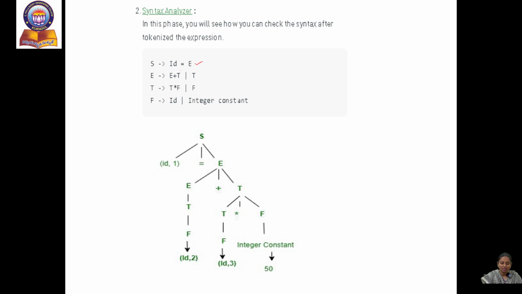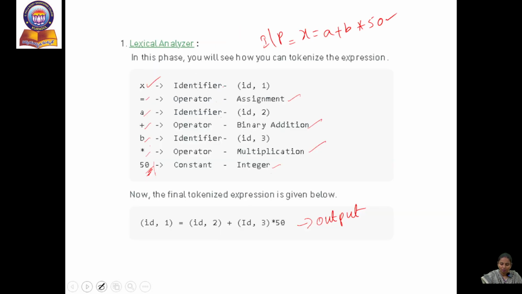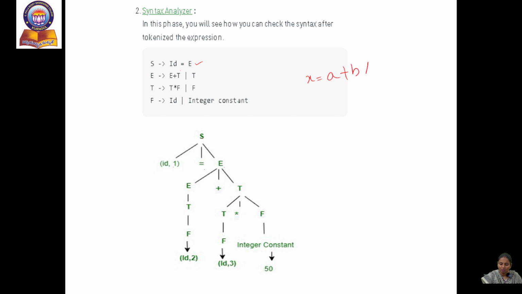So first S has been taken, S is id equal to E. So here we have x is equal to a plus b into c, a plus b into 50, right? So here x can be considered as id, and a can be considered as E, and b can be considered as T, and 50 will be considered as F. So like that, for a given grammar we have to consider the tokens given by the lexical analyzer. By that we can construct.